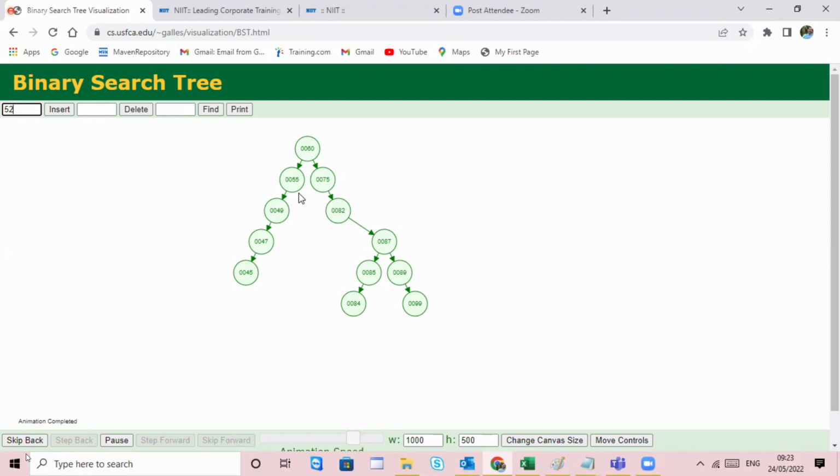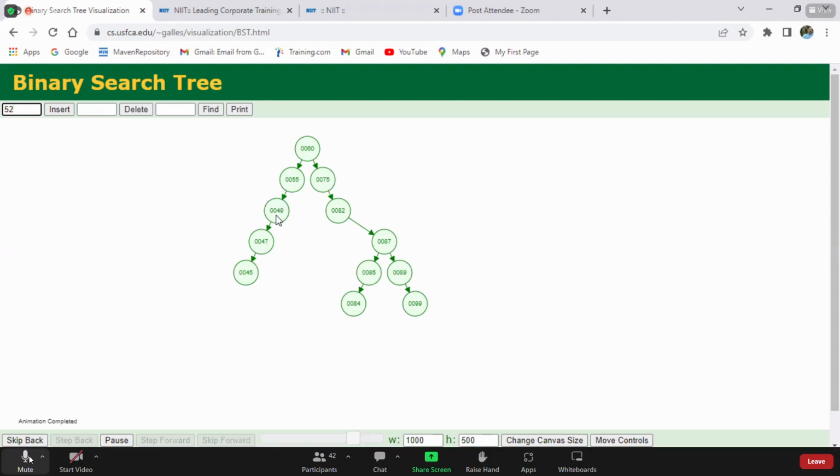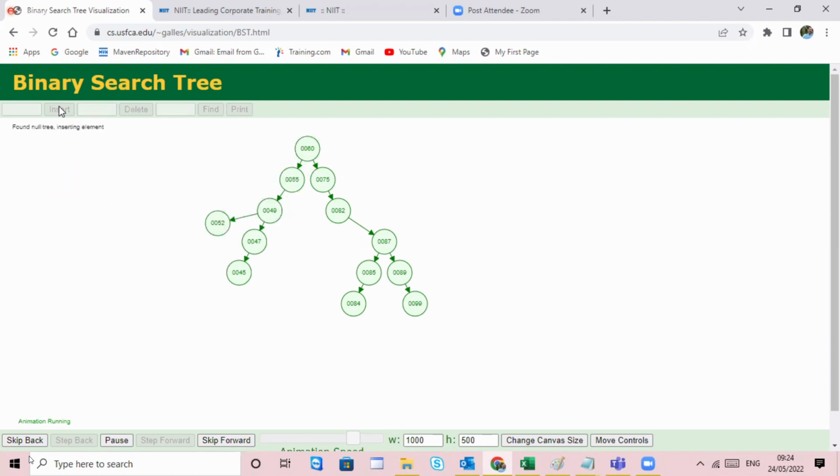Think from your side, not from my side. Think from your side. Who will be your right? This will be your right. This will be your left. 55 is greater than 52. So if it is greater than 52, my node should appear in its left hand side. So in my left hand side I already have a node that is 49. But 49 is less than 52. So the value will go into the right hand side of 52.